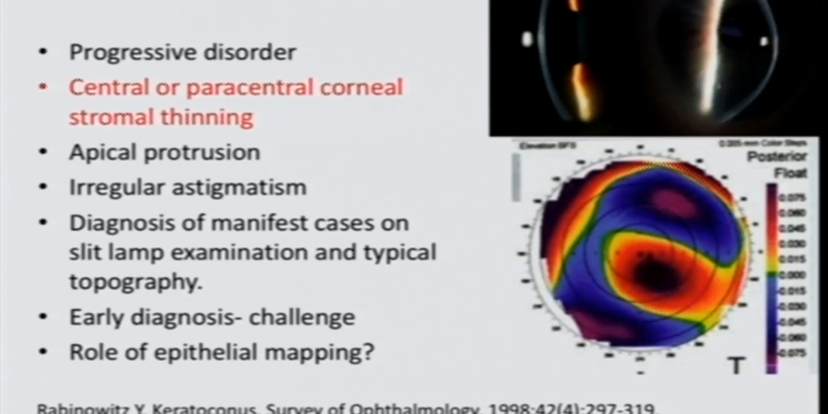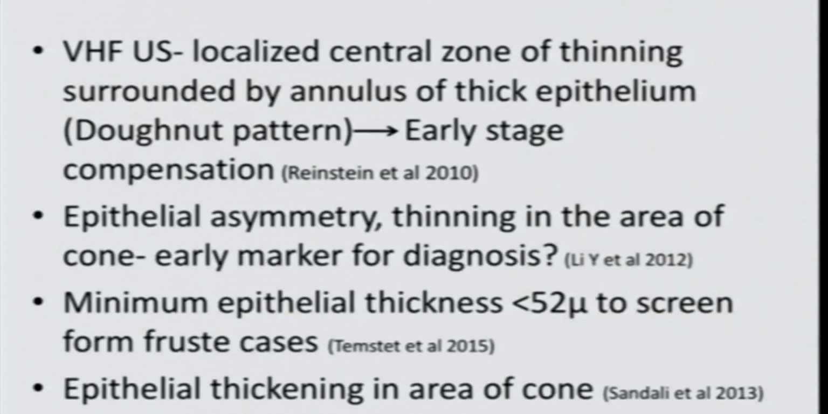Newer parameters for early keratoconus diagnosis on anterior segment optical coherence tomography. As we all know, keratoconus is a progressive disorder characterized by central paracentral corneal stromal thinning. Diagnosis of manifest cases of keratoconus is based typically on slit lamp examination and topographic findings. However, early diagnosis continues to remain a challenge. The role of epithelial mapping has been explored by many recent studies.